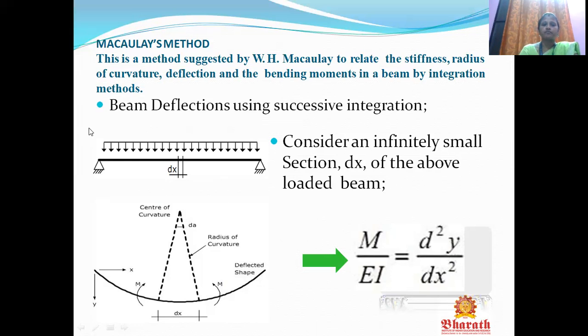Take this beam with a particular radius of curvature for the deflected shape, for a moment M at a distance dx. A distance dx means a small section. For a small section dx, what is the moment? Using this method, we find M by EI is equal to d square y by dx square. So this is about Macaulay's method.